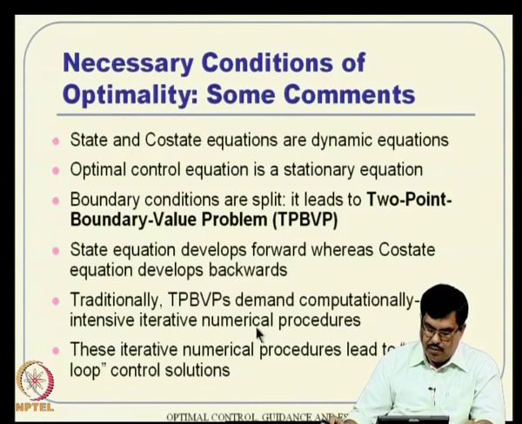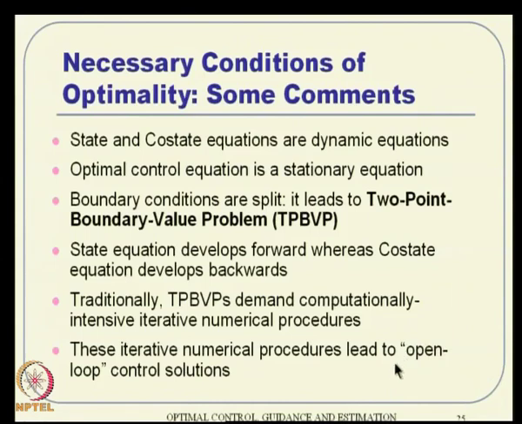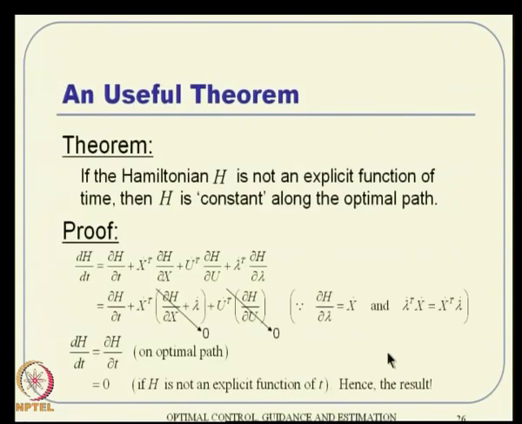Alright. So, ultimately even if you do all that, finally it leads to this open loop control solution idea actually. Alright, on the way there is a different comment here. One theorem tells that if the Hamiltonian H is not an explicit function of time, then H has to be constant along the optimal path.